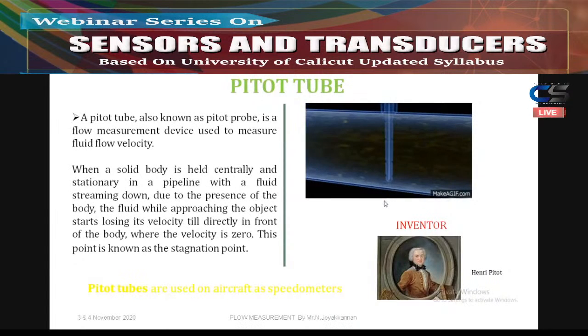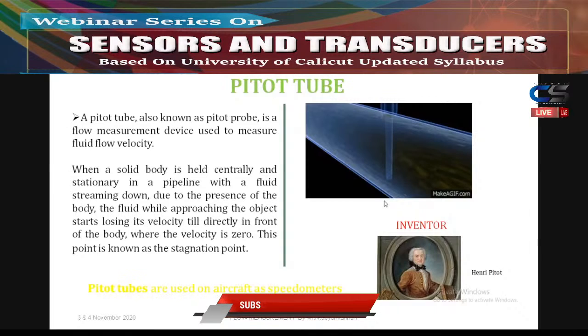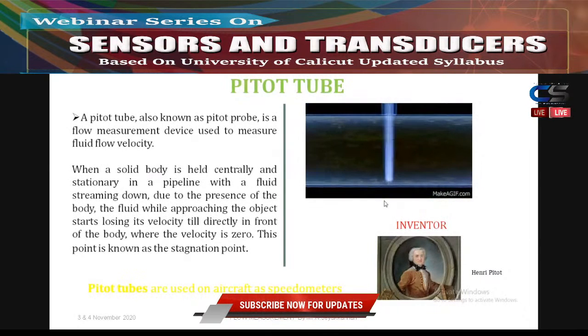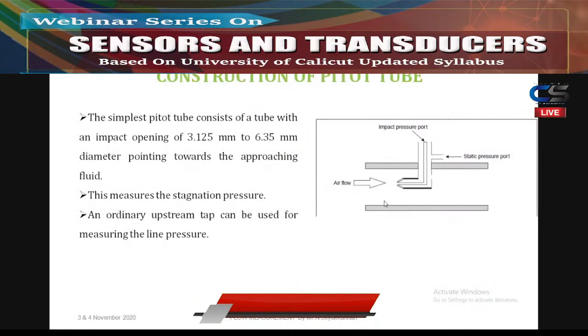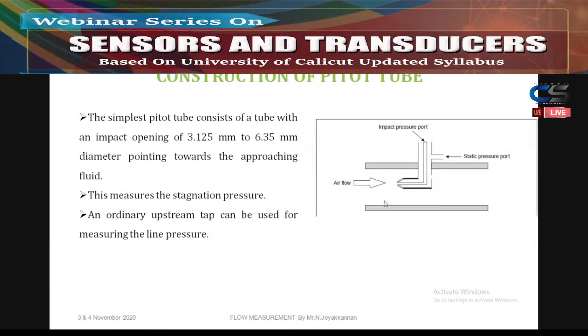The fluid approaching the object starts losing its velocity directly in front of the body. The velocity at that point will be zero. That point is called the stagnation point. The stagnation point is very important in the pitot tube, and this is the construction of the pitot tube. It has a tube with a diameter of 3.125 mm to 6.35 mm pointing towards the fluid. In your diagram, the first one is the normal flow pipe, and this L shape is called the pitot tube.